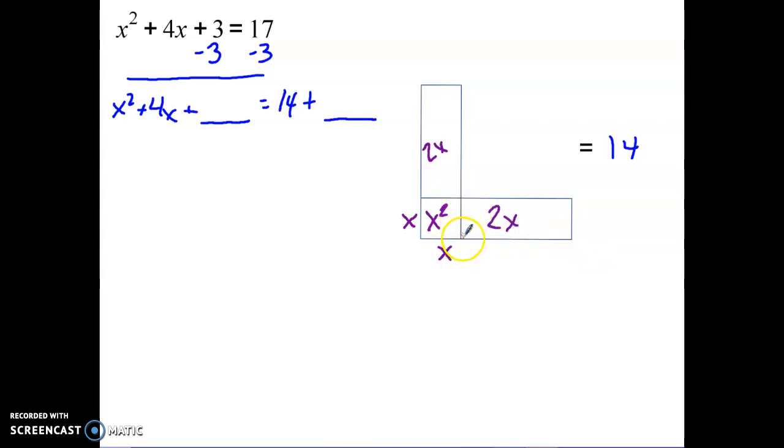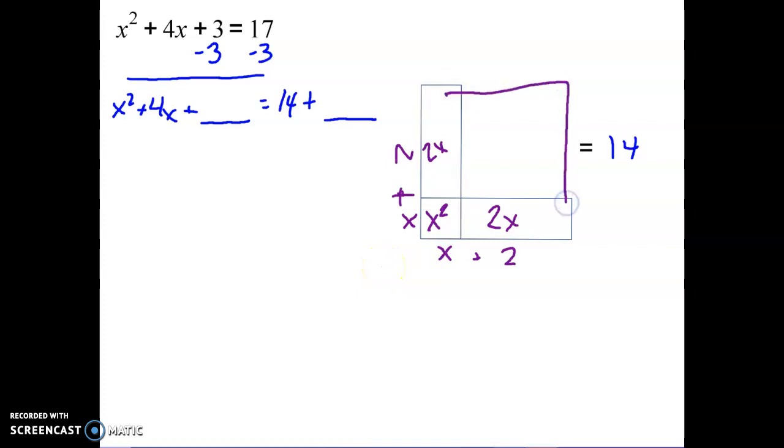So this side is x, right, because it matches that side. If this side is x, and the area is 2x, x times this side, whatever it is, has to give me 2x. Well, that side must be 2. So I'm going to write x plus 2 down here. I'm going to write x plus 2 on this side as well because I have a positive 2x right there. So at this point, I haven't changed the value. I have x squared. 2x plus 2x is 4x. I haven't changed anything.